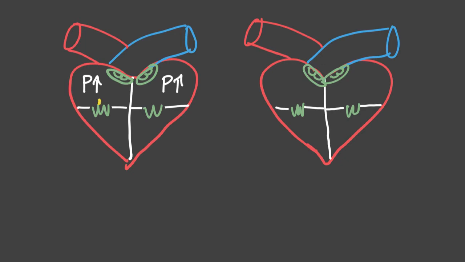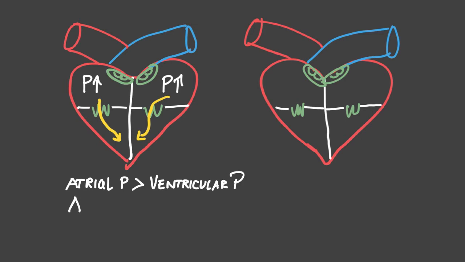When the pressure in the atria is greater than the pressure in the ventricles, the AV valves open. Both valves open at the same time. So let's repeat that. When atrial pressure is greater than ventricular pressure, then the AV valves open and blood flows from the atria to the ventricles.